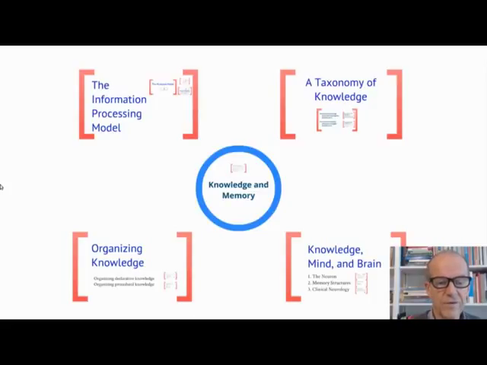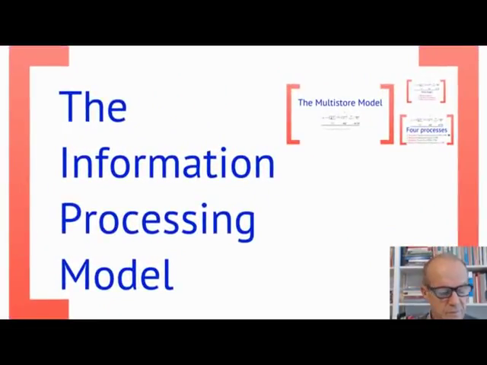Let us start with the first unit, the information processing model. As we explored in the previous module, we discussed the advent of the cognitive perspective in the study of learning and instruction during the 60s, when the computer model became more and more important as a sort of metaphor which stimulated learning theorists, learning psychologists, to develop theories about human learning.